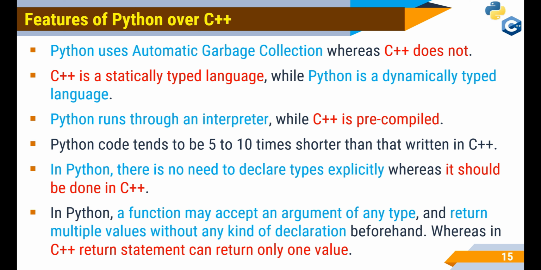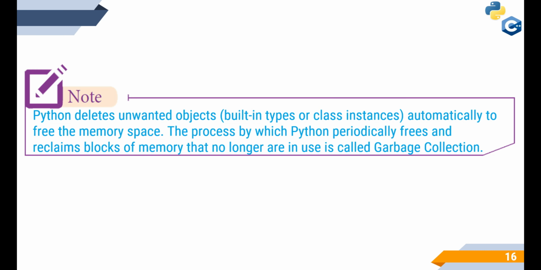But in Python, a function may accept an argument of any type and return multiple values without any kind of declaration beforehand, whereas in C++ a return statement can return only one value. Okay, next, note this important one: Python deletes unwanted objects, built-in types or class instances, automatically to free the memory space. It is a very important one.